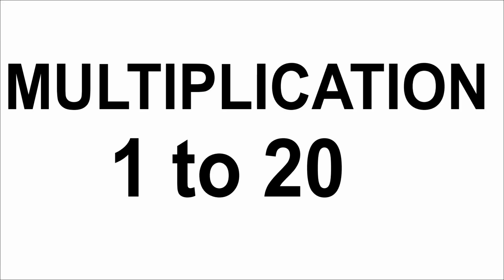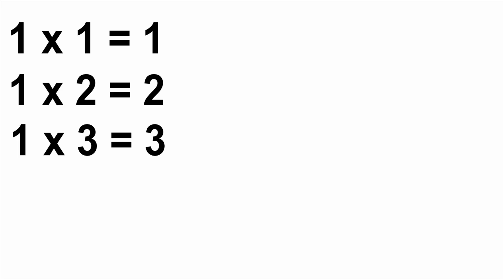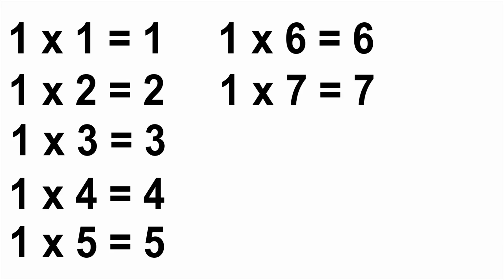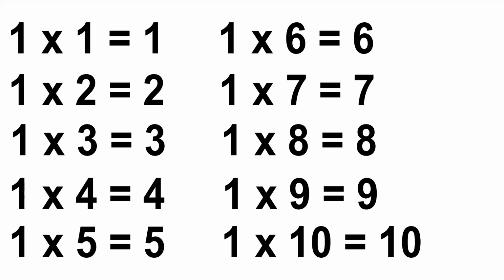Hello friends, today we are going to learn the multiplication table from 1 to 20, how to write and how to speak. So let's learn from 1. 1 times 1 is 1, 1 times 2 is 2, 1 times 3 is 3, 1 times 4 is 4, 1 times 5 is 5, 1 times 6 is 6, 1 times 7 is 7, 1 times 8 is 8, 1 times 9 is 9, 1 times 10 is 10.